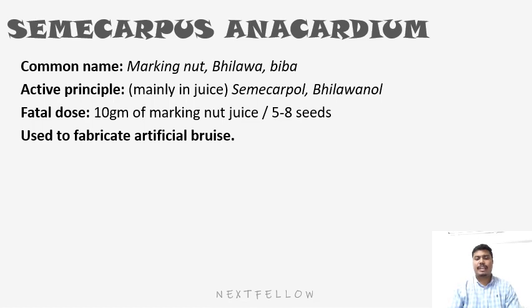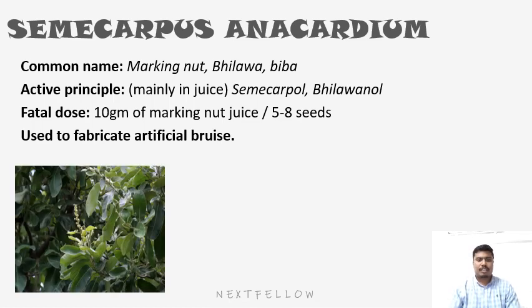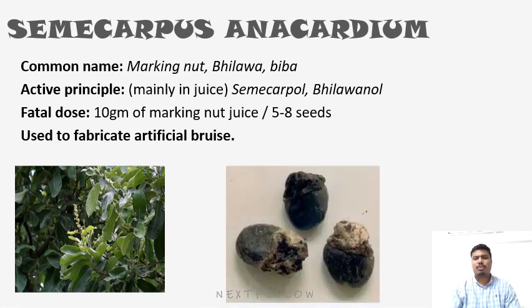is used to fabricate artificial bruise, because when it is applied on skin it causes bruising, which seems like it is fabricated. It is used for false accusations and sometimes mimicking a disease. These are the flowers of Semecarpus anacardium, and these are the seeds. They are cone shaped and black in color, and they are used as marking nut.